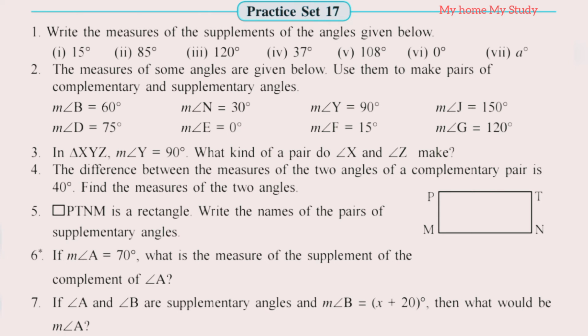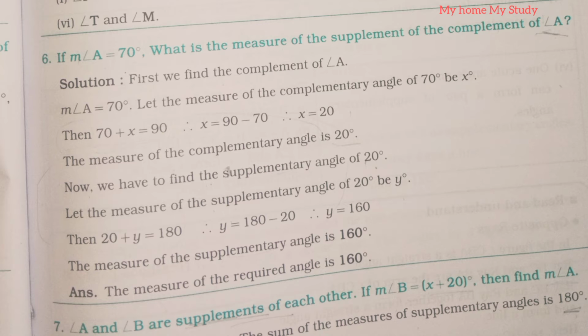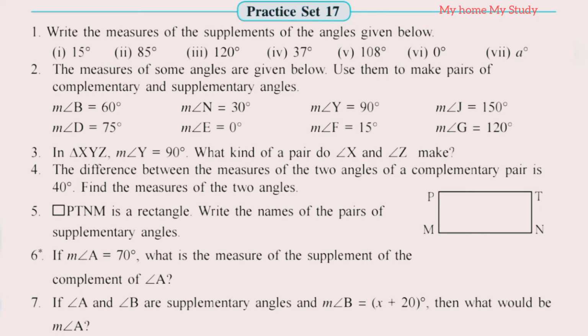Question 6, if measure of angle A is equal to 70 degree, what is the measure of the supplement or the complement of angle A? Seventh, if angle A and angle B are supplementary angles and measure of angle B is equal to x plus 20 degree, then what would be measure of angle A?